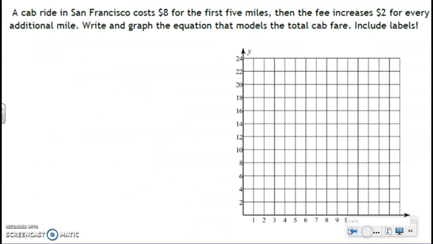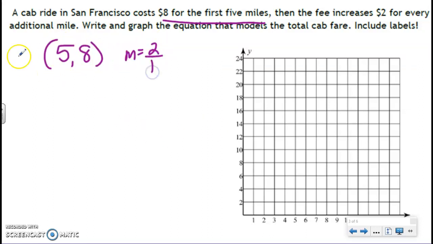Okay, next problem. A cab ride in San Francisco costs $8 for the first 5 miles, and then the fee increases $2 for every additional mile. Write and graph the equation that models the total cab fare. I want you to think about this. We have to be really careful because we're not starting at $8 and then adding 2 for every mile afterwards. We are actually having 5 miles for $8 total, and then we are increasing by $2 every mile.